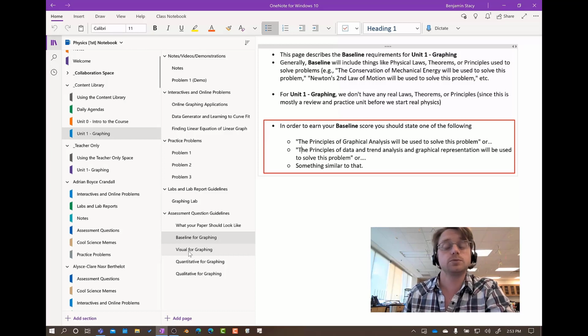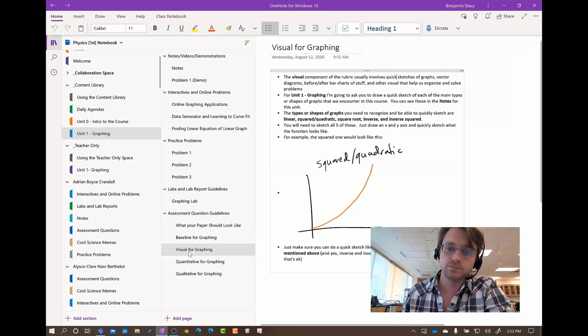After the baseline, you can branch off in any direction, either towards the visual first, the quantitative, or math logic, or the qualitative. It doesn't matter what order you go in. I always like to go with the visual first. It helps me. So the visual for the graphing assessment question is described in this page. For physics, I ask that you show me and label the 5 main types or shapes of graphs that you need to know for this course. If you're not sure exactly what these look like, you can go back and look at the notes, and I have a whole section about that.